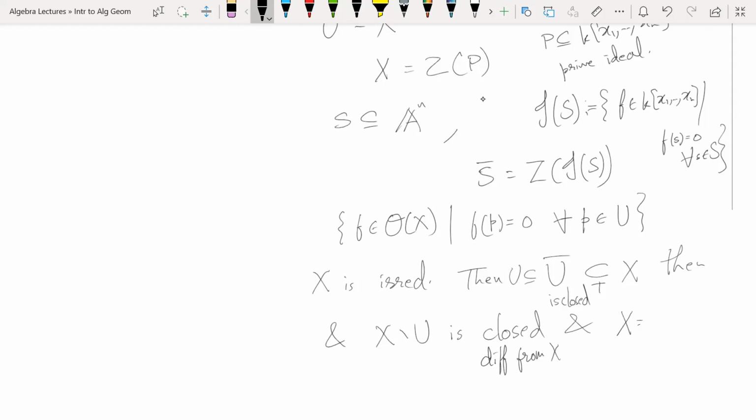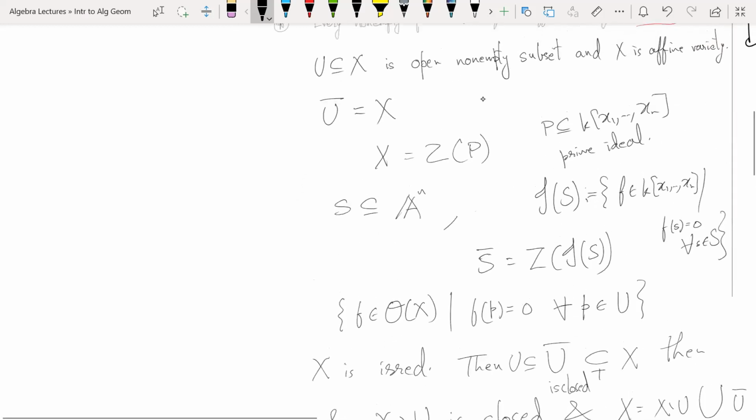And X equals X minus U union U closure. So that tells you that, contradicting X's irreducibility. Otherwise, we'd trace down the proof of why irreducible if and only if prime, and that kind of argument will come in. So this is probably more efficient.